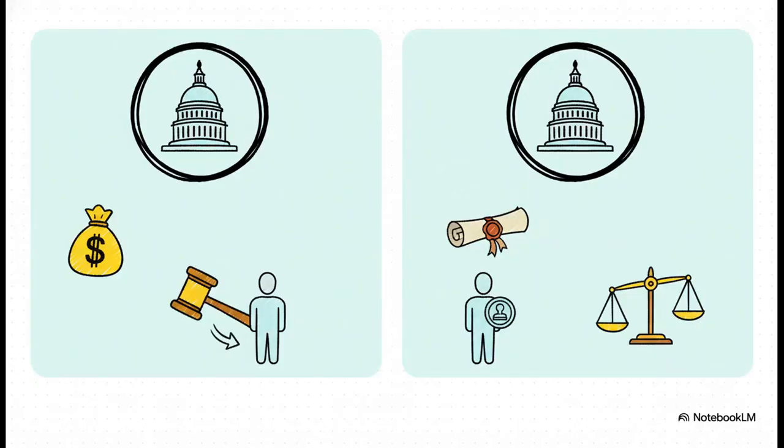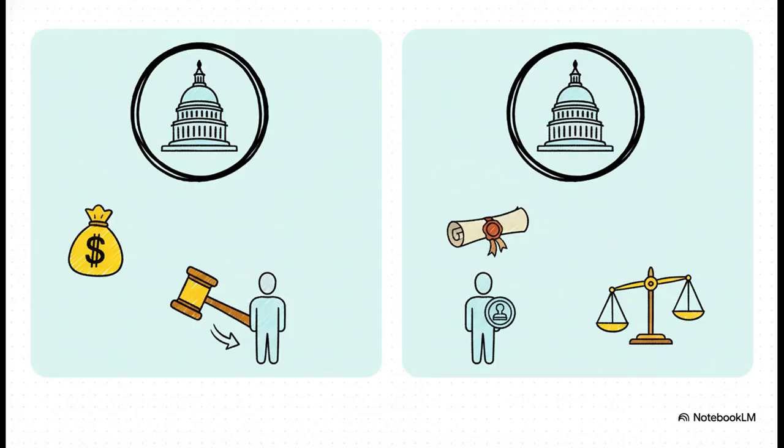Now, this difference in size and who they represent, it's not just for show. It gives each chamber its own exclusive powers. The House, because it's the people's house, gets the power of the purse. All money bills, taxes, spending, they have to start in the House. They also have the power to impeach, which is like bringing charges against a federal official.